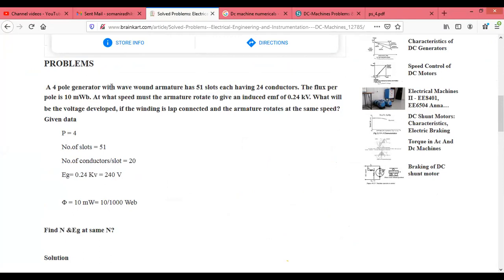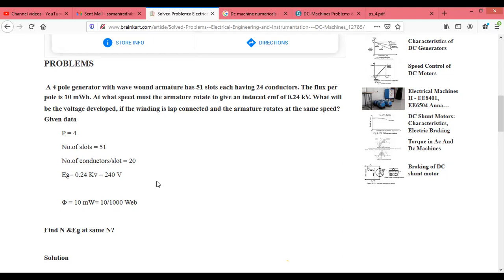It means what? DC generator. Again, generated EMF with wave wound armature, 51 slots. Here they have given the number of slots. They have not given the number of conductors. They have given the number of slots, each having 24 conductors. So you can solve Z equal to number of slots into conductors per slot. You will get again the flux per pole. They have given the flux per pole, that is nothing but phi. What they have given: 10 milliweber. You can write 10 into 10 raised to minus 3.